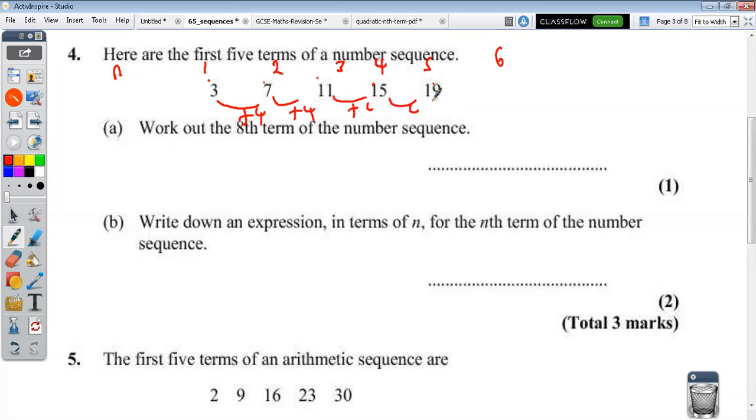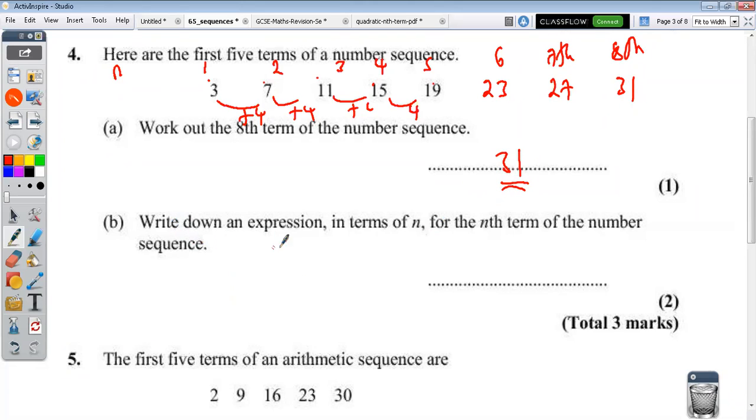So if I add 4 there, what's the 6th term? 23. Then the 7th term, if I add 4, 27. Then the 8th term, if I add 4, 31. So it's 31 answering the question.